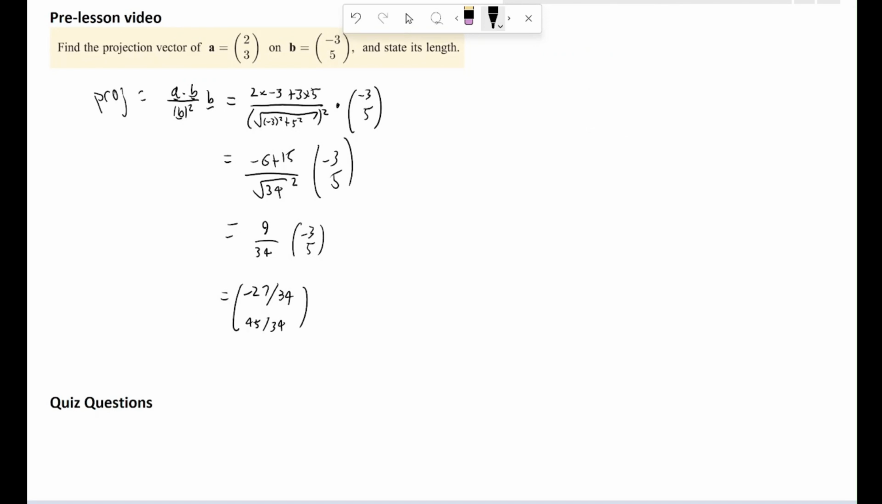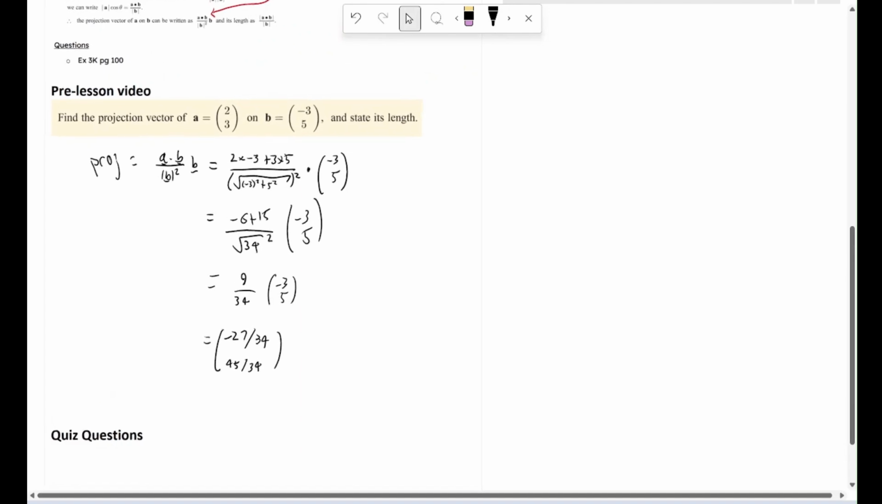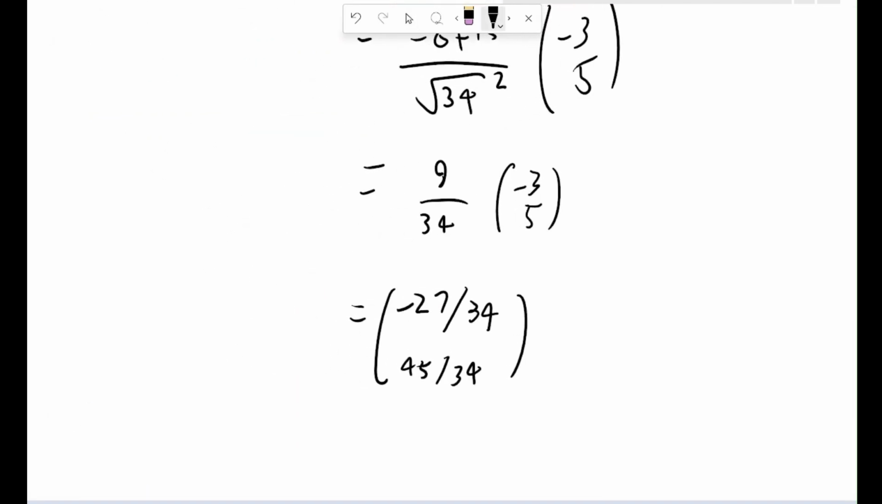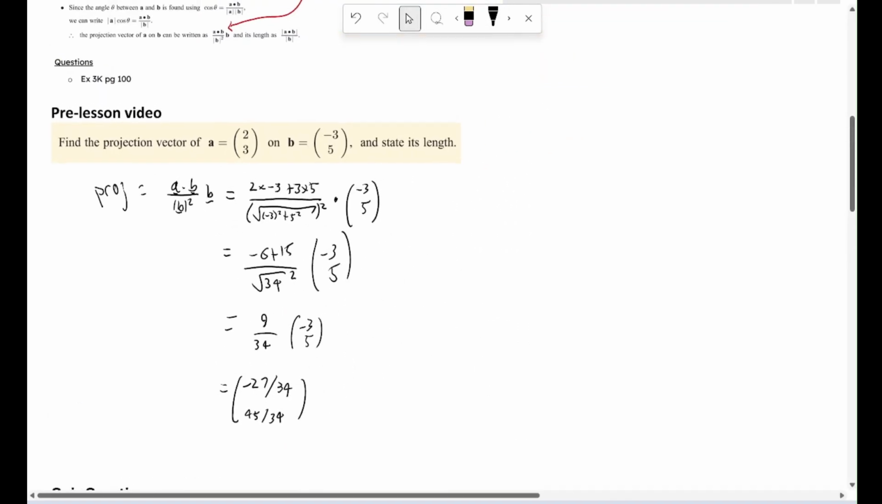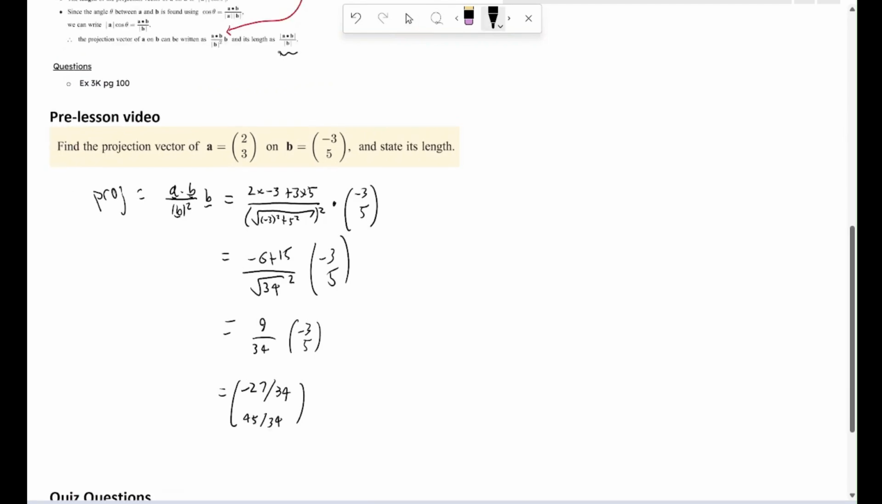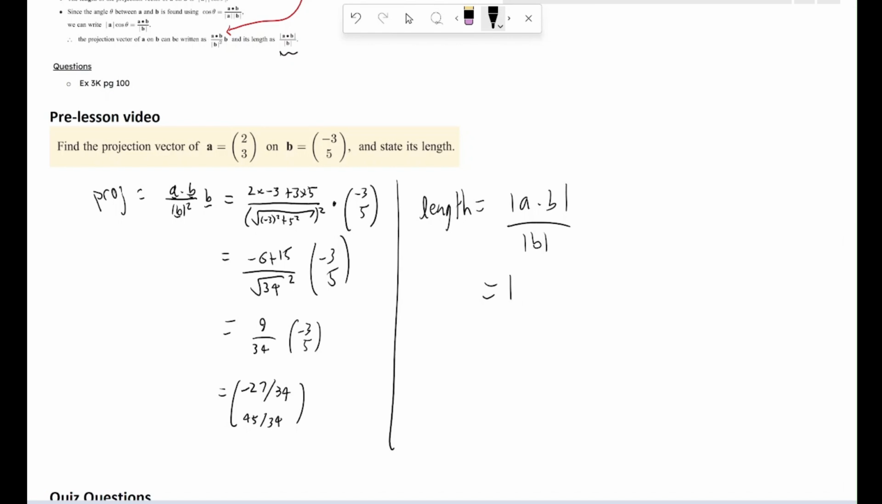There it is. And we also want to state its length. So you could use the modulus formula here to find the length, the modulus of that, or you could use the formula that the question gives us, whereas its length is the modulus of a dot b over the modulus of b. So length is basically going to equal mod a dot b over mod b, which is going to be mod of, well, we already did a dot b before, it was 9 over mod b was root 34.